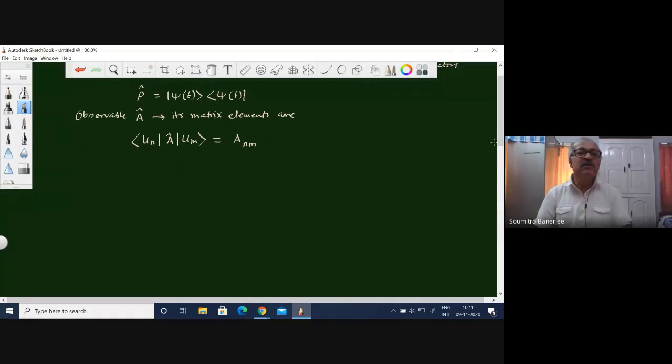Now I want to know what is the expectation value of A. The expectation value of A will be a function of time. So let me write T. That's what we want to know. And obviously, this is obtained by bracketing A by the state. So it is basically psi T, A operator, and psi T. This is what the expectation value is. That's something that you know.